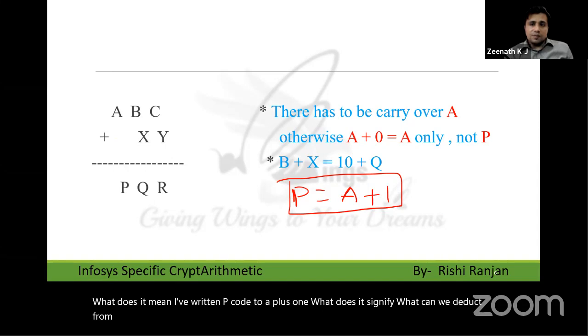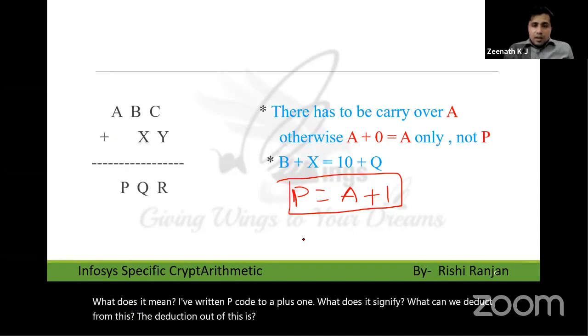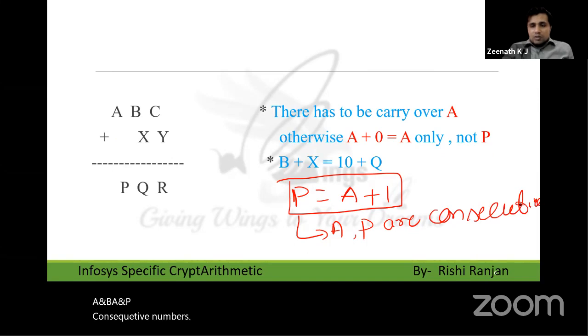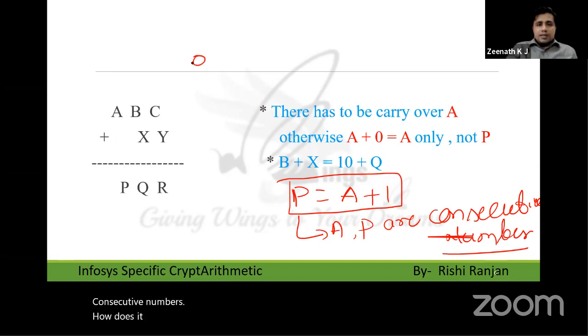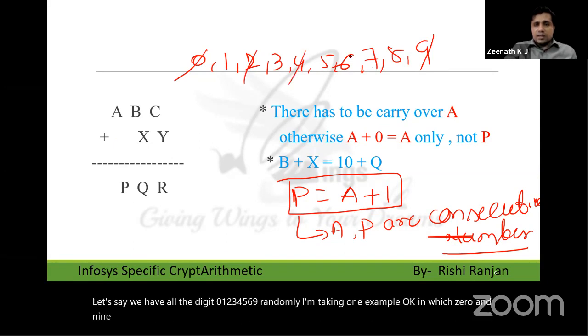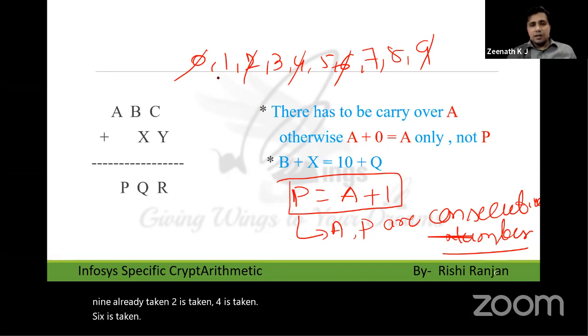The deduction out of this is A and P are consecutive numbers. How does it help? Let's say we have all the digits 0, 1, 2, 3, 4, 5, 6, 9. Randomly, I'm taking one example, in which 0 and 9 are already taken, 2 is taken, 4 is taken, 6 is taken. Only 5, 3, 1, 3, 5, 7, 8 are remaining. Now I know A and P have to be consecutive numbers.